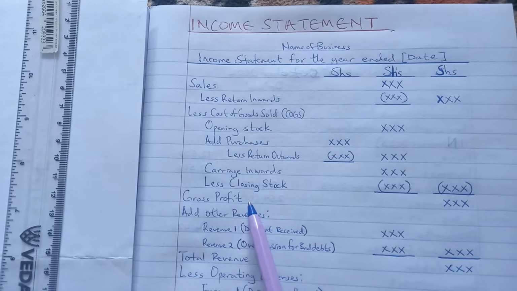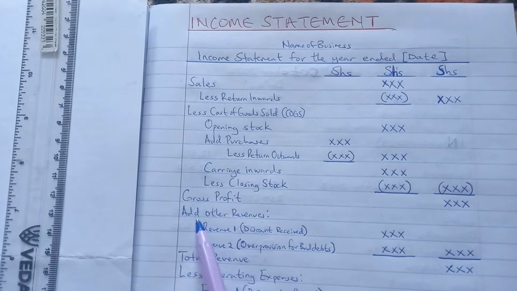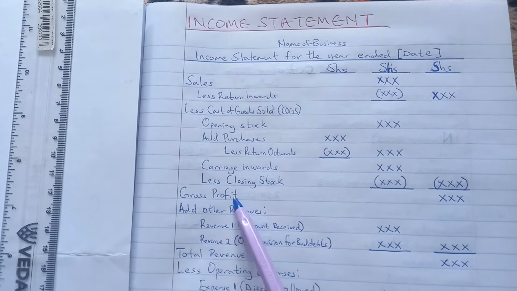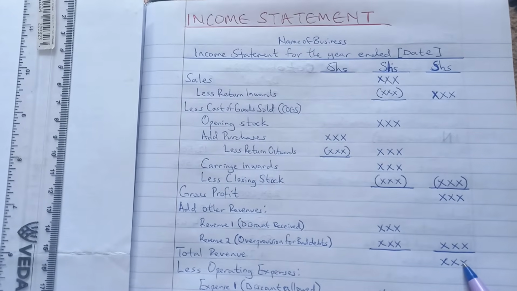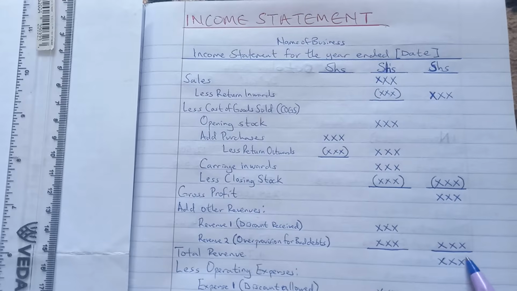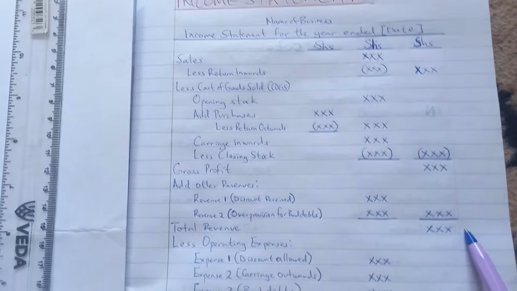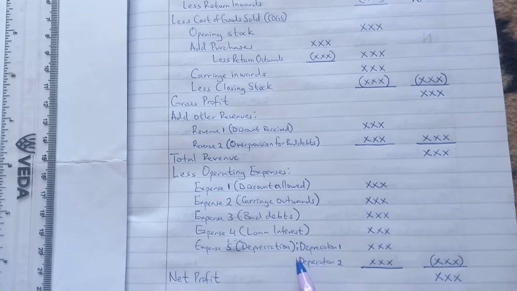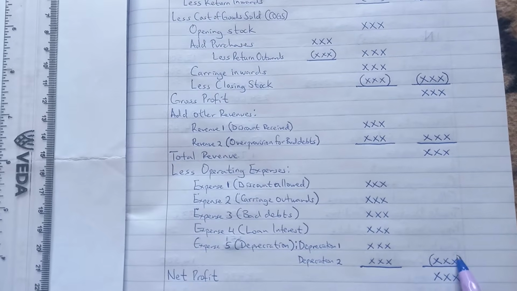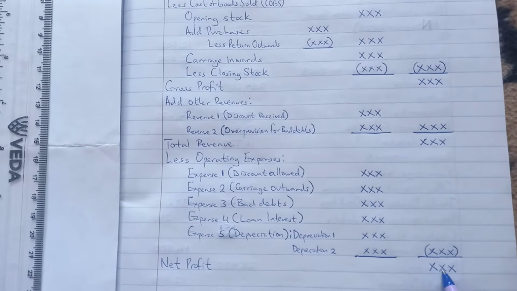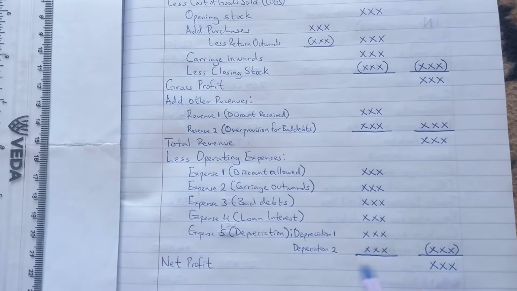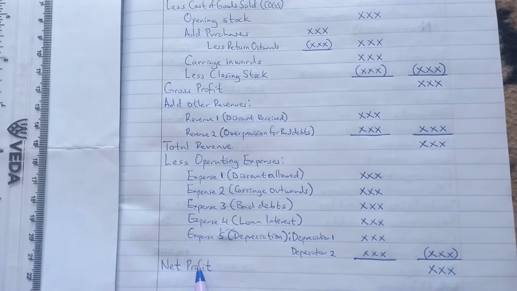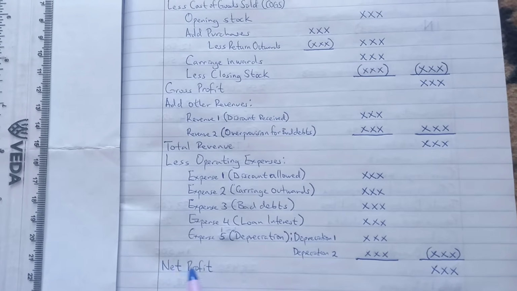And if that business has any other revenues, it adds those revenues onto the gross profit to get the total revenue. And then once the business has its total revenue, it starts subtracting its expenses which it has incurred for that period. When they subtract that amount from the total revenue, they will get either a profit or a loss. So this value can be either positive or negative. If it is positive, net profit. If it is negative, net loss. Okay?